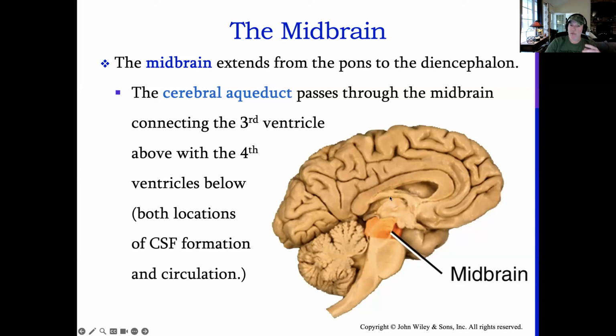So cerebrospinal fluid is going to get produced in these ventricles, and it's going to flow through those ventricles and eventually end up in the central canal of the spinal cord. But the connection between the third and fourth ventricle is through this cerebral aqueduct, which runs right there. And again, that's going to separate the posterior and anterior portions of the midbrain.